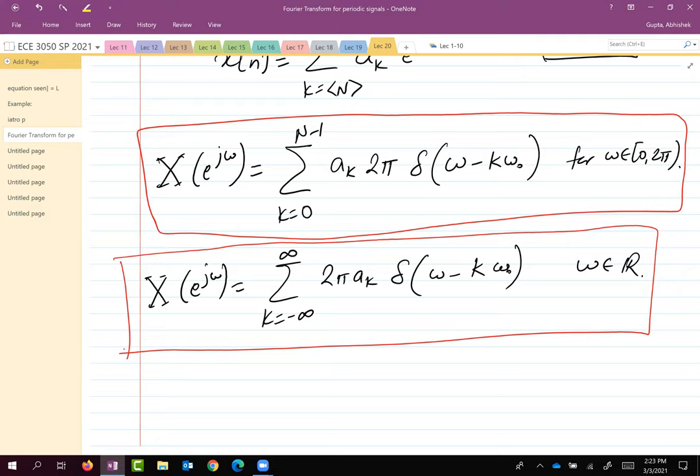But of course, we understand that this function, the second one, is just a repetition of X(e^{jω}) over the entire real line. So you're not saying those are equivalent, you're just changing the bounds. That's right. Okay, that makes sense.